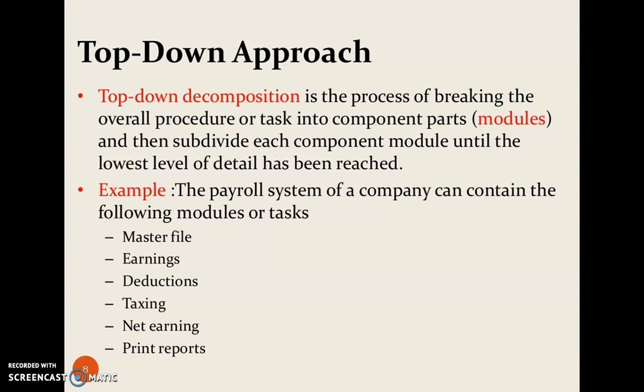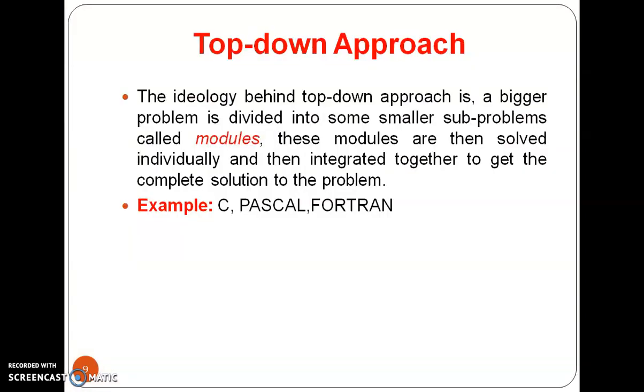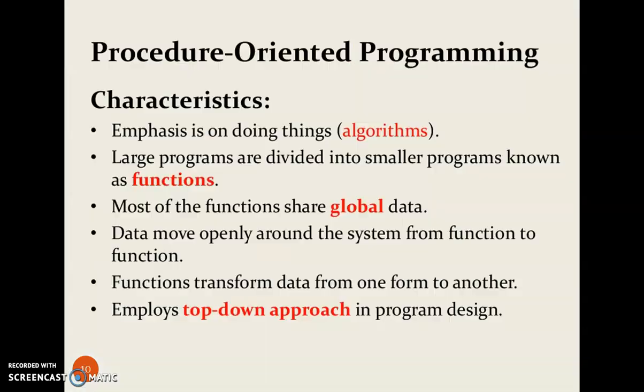Top-down is a process of breaking the overall procedure or task into component parts. And each component is further subdivided into the lowest level of detail until it reaches the lowest level. For example, a payroll system of a company has certain modules, that is master file, earnings, deductions, taxing, net earning, and printing the reports. So a single problem, that is the payroll system, is divided into a number of tasks or modules. Examples of top-down approaches are C programming, Pascal and Fortran.